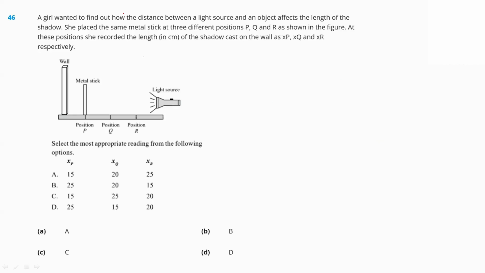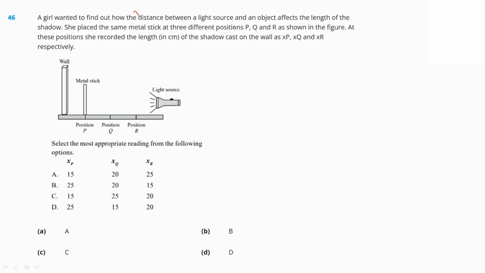Next. A girl wanted to find out how the distance between the light source and an object affects the length of the shadow. She placed the same metal stick at the three different positions P, Q, and R as shown in the figure. At these positions, she recorded the length of the shadow cast on the wall as XP, XQ, and XR respectively. So select the most appropriate reading from the following options.